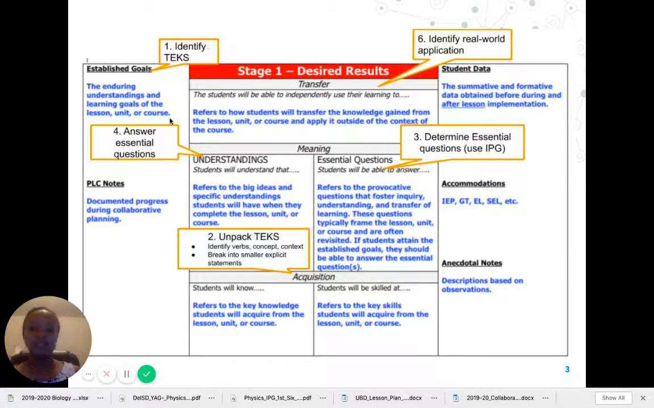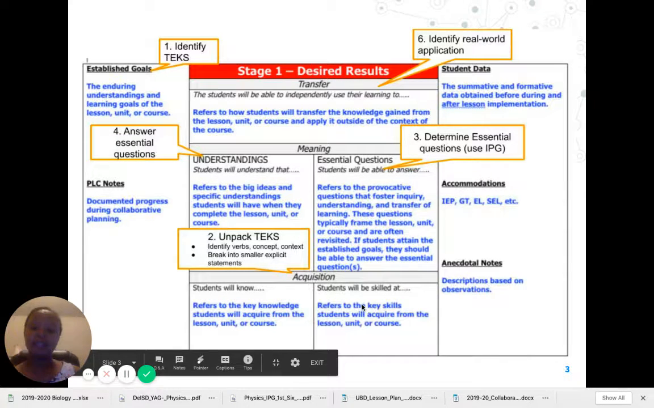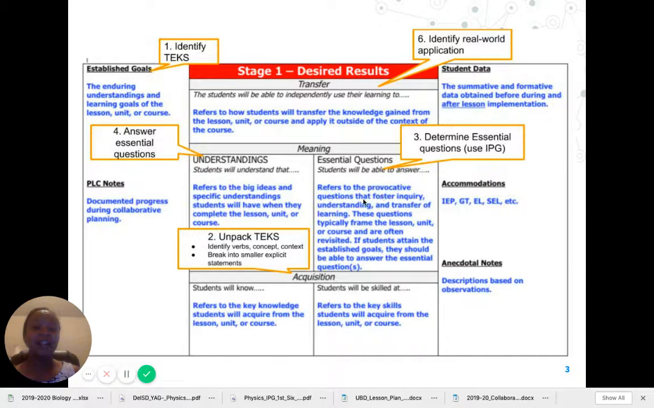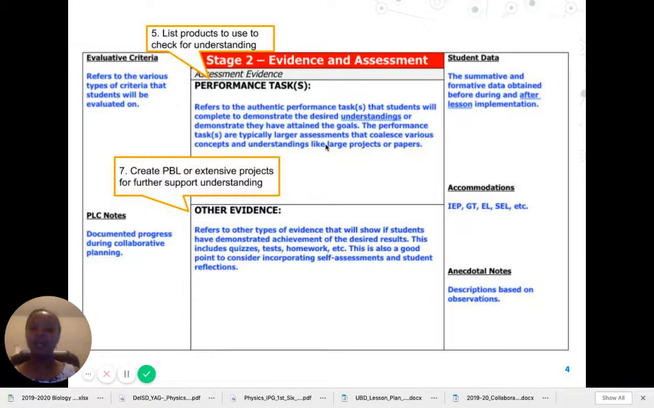So we've identified the TEKS, we've unpacked the TEKS, identifying the verbs, concept, and the context, broke it down into simpler, more explicit statements, went into the IPG and identified the essential questions that align to these TEKS, and then answer them ourselves to establish an exemplar and begin scripting our lesson. Once I do that, I will go to products.